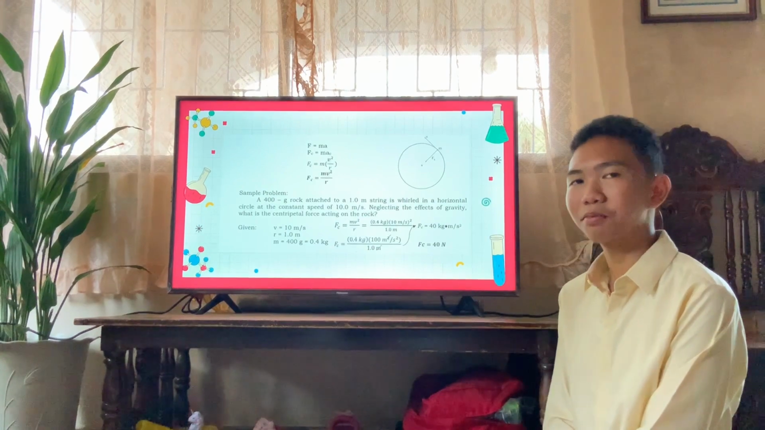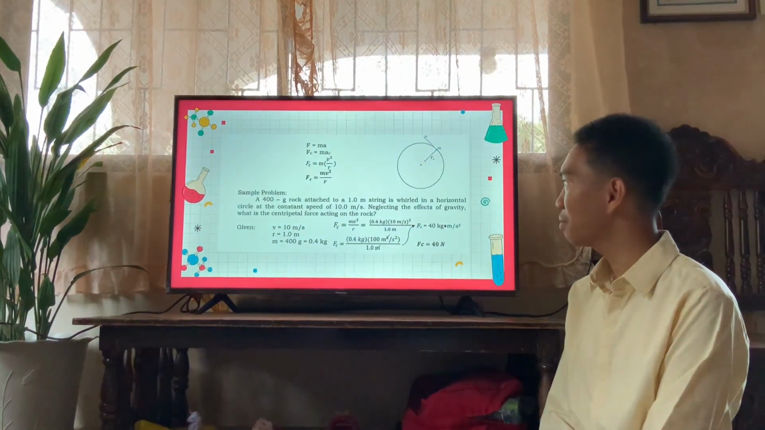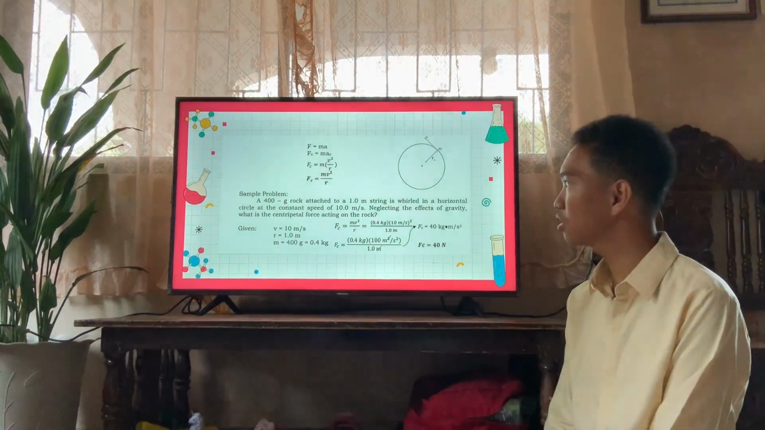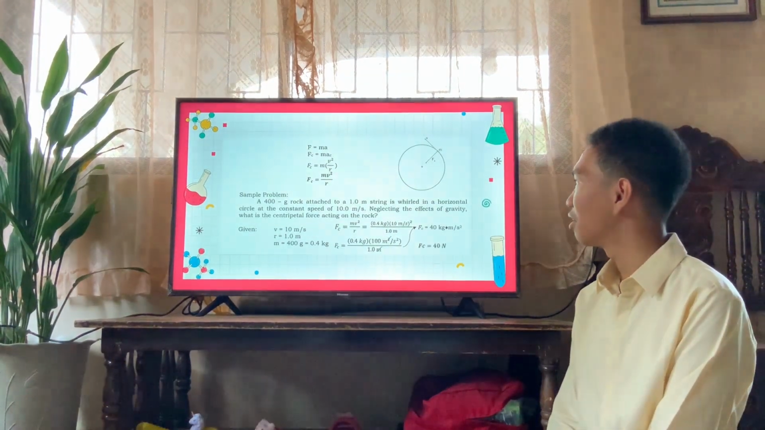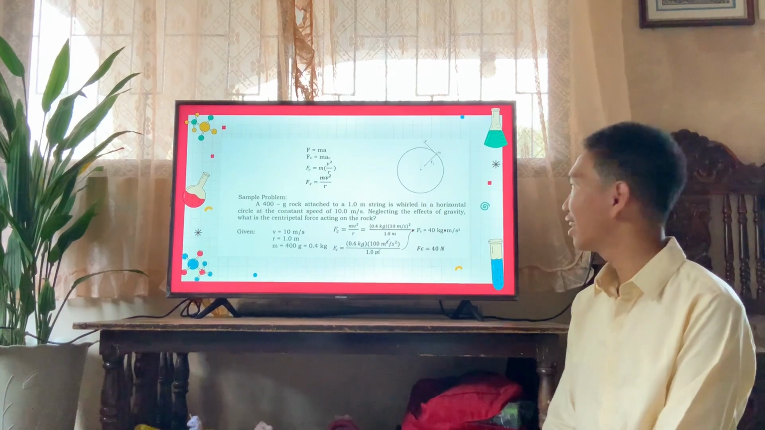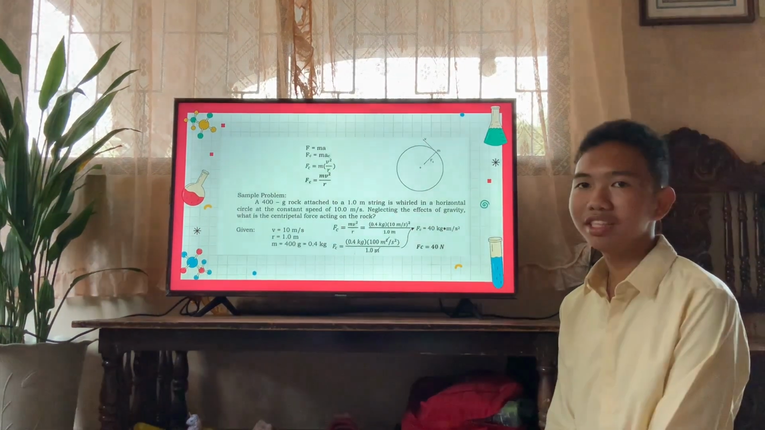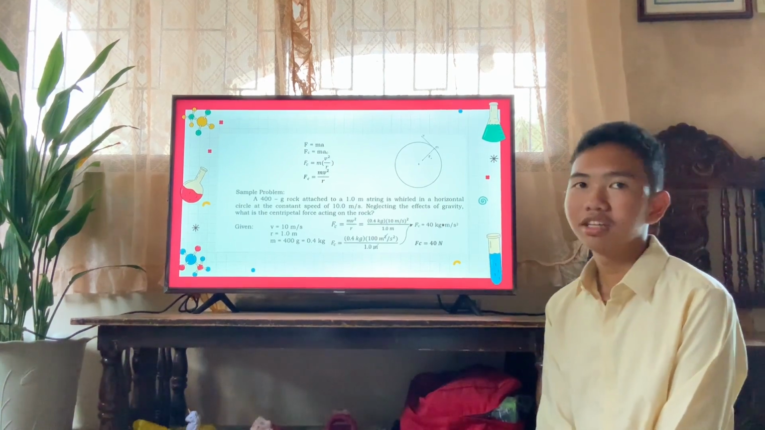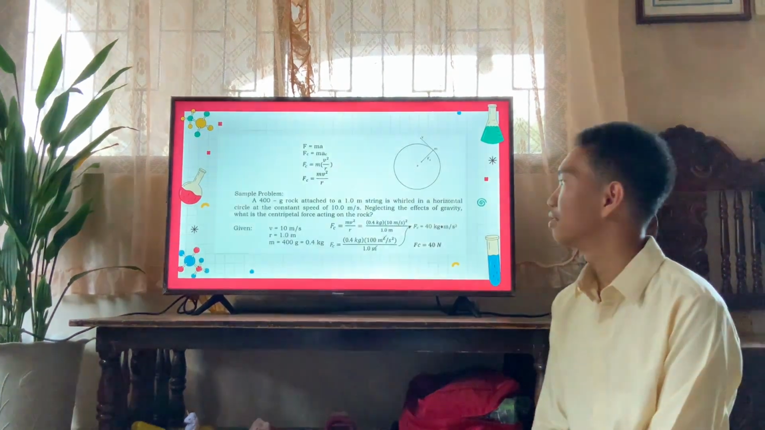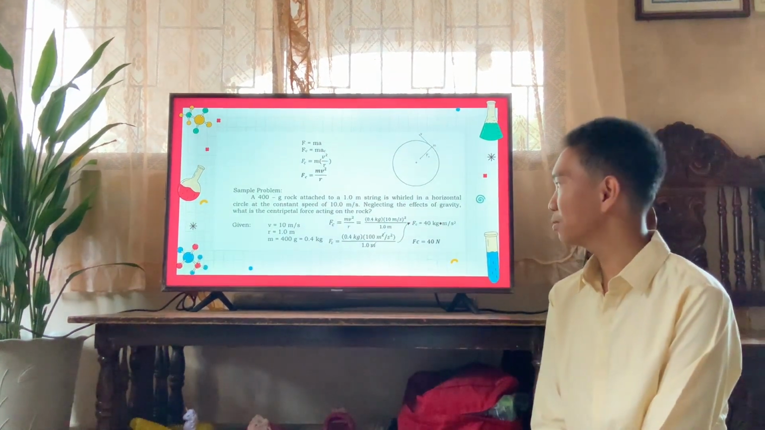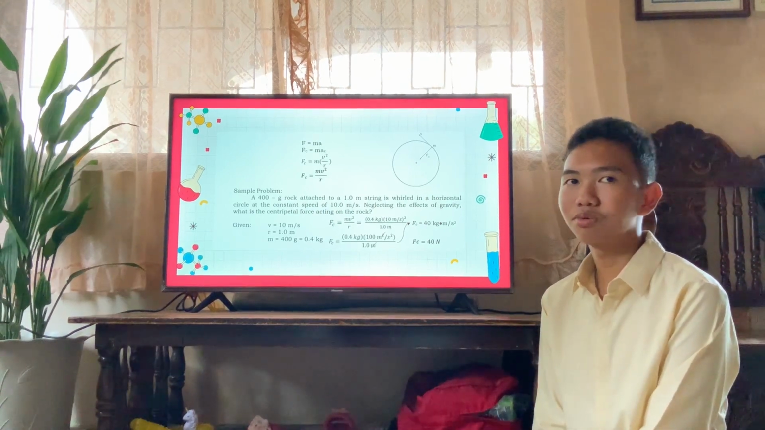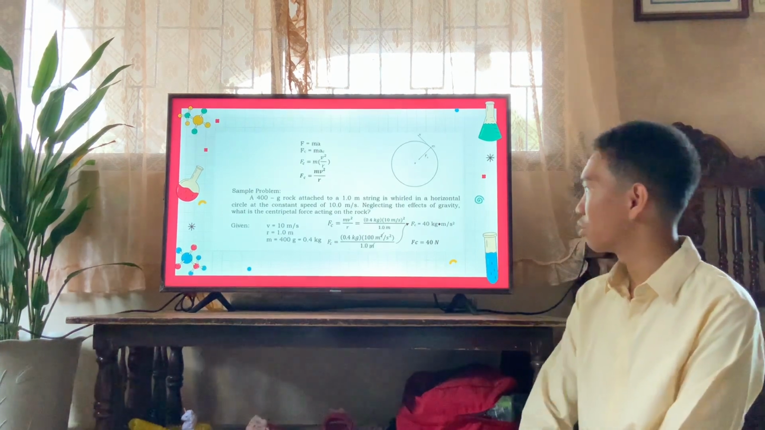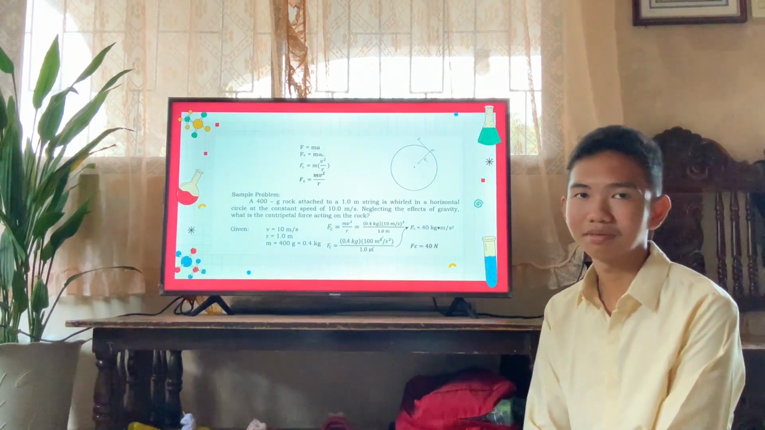Here is a sample problem. A 400-gram rock attached to a 1-meter string is whirled in a horizontal circle at a constant speed of 10 meters per second. Neglecting the effects of gravity, what is the centripetal force acting on the rock? So, here is our given. v is equal to 10 meters per second, r is equal to 1 meter, and m is equal to 400 grams or 0.4 kilograms.